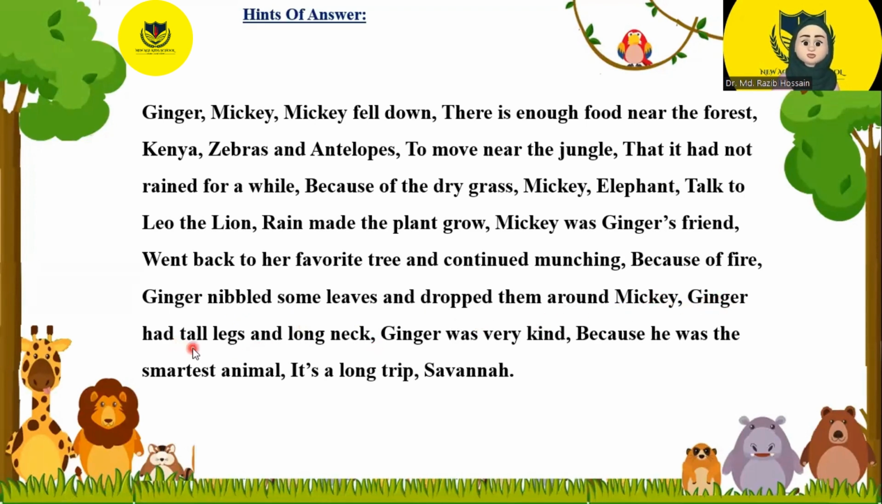Ginger had tall legs and a long neck. Ginger was very kind because she was the smartest animal. It's a long trip. Savannah. Savannah is a place in Kenya. And Kenya is a place in Africa.